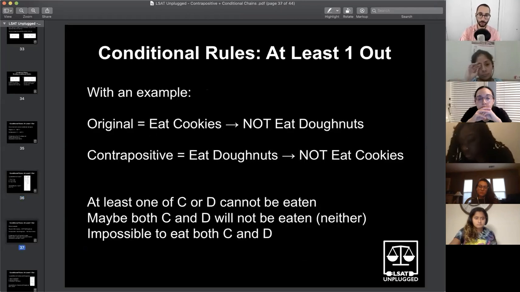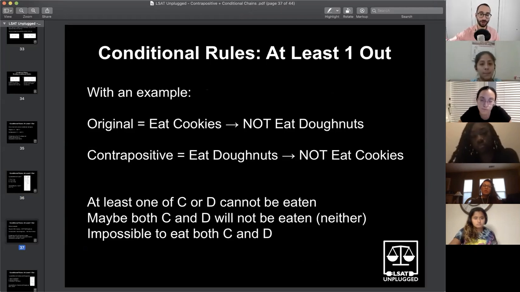Now, here's an example. Original: if you eat cookies, then you won't eat donuts because they're both desserts. They're bad for you. You shouldn't have too many. Contrapositive: if you eat donuts, you cannot eat cookies. So at least one of them cannot be eaten. At least one cannot be in. And maybe you'll lack both.